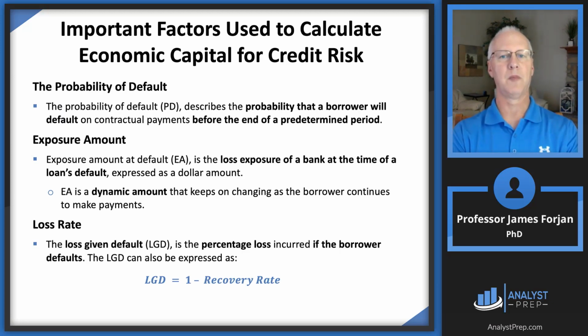Probability of default: the probability that a borrower will default before the end of a predetermined period. That makes sense. Exposure amount is the loss exposure at the time of the loan's default. Of course, that's a dynamic amount. It keeps changing. Hopefully, it keeps falling because the borrower makes principal payments. And then the loss rate is defined as 1 minus the recovery rate. Let me just give a quick example here.